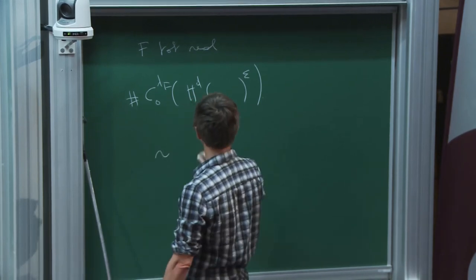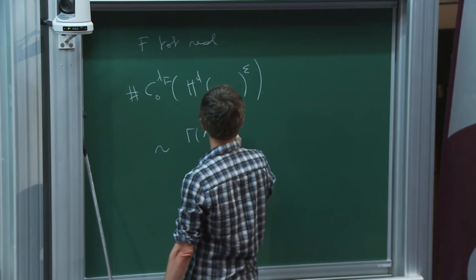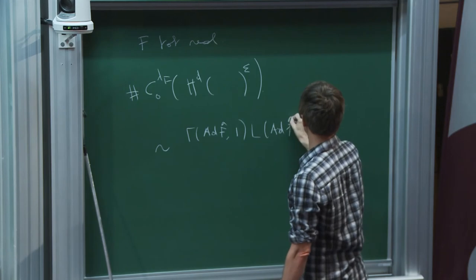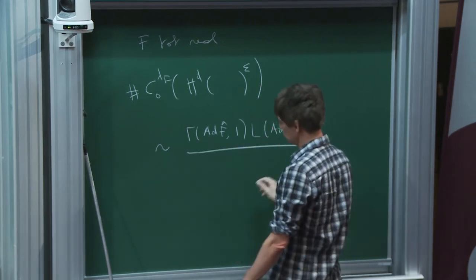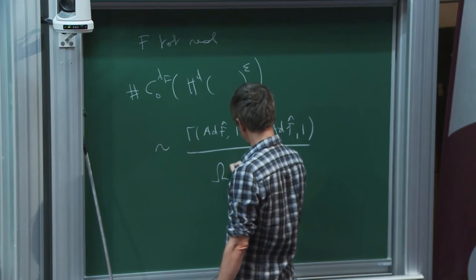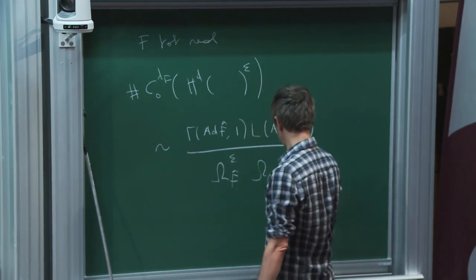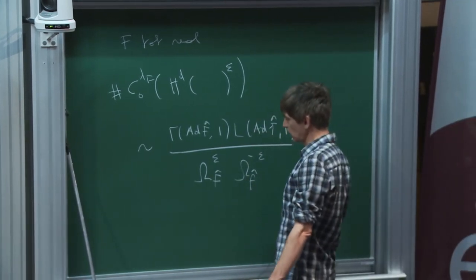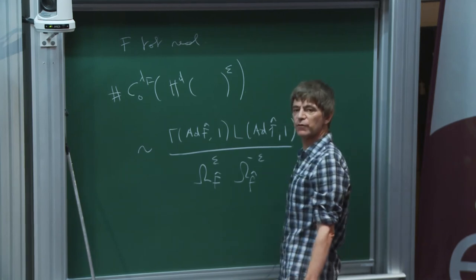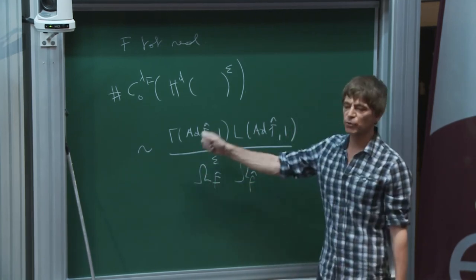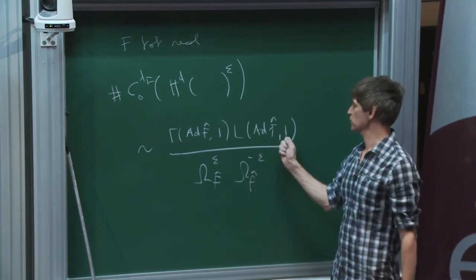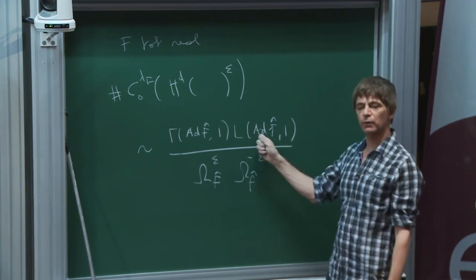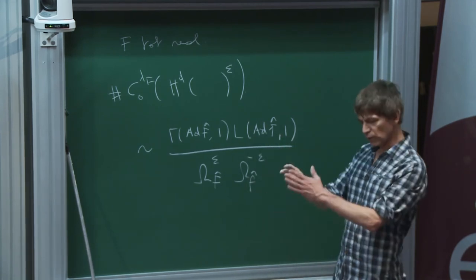Is F hat 1 L adjoint F hat 1. And here you divide by omega F hat epsilon omega F hat minus epsilon. And so you expect, if you have this period relation, you see that now you can decompose this product as a product of those integral values twisted by all the characters of the totally real field. And after you have to separate everything.